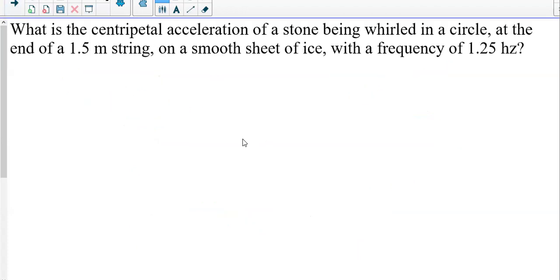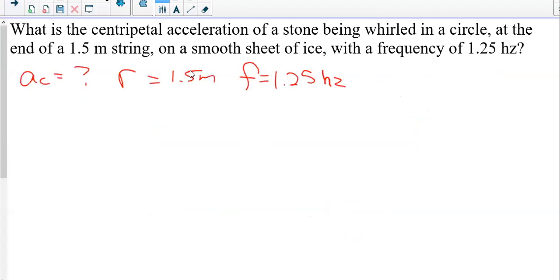And used in a question. So what is the centripetal acceleration of a stone being whirled around in a circle at the end of a 1.5 meter string on a smooth sheet of ice? So no friction, with a frequency of 1.25 hertz. So remember, with frequency, there's an inverse relationship with period, so we can substitute that in.